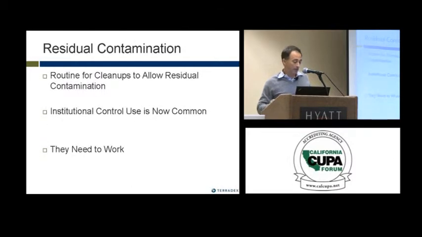So with that, in a nutshell, residual contamination is routine now. We all know this. Cleanups allow residual contamination all the time. Institutional control use is really common, and they need to work. Before I go into this, is everyone familiar with institutional controls, or is anybody not? I don't want to go into excruciating detail if it's not needed.